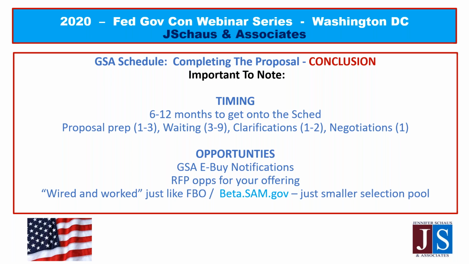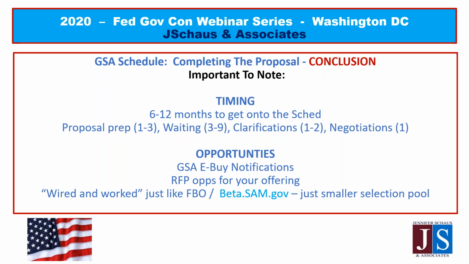A larger offering is obviously going to take longer to put together, as well as longer to review. Your proposal prep is about, and these are all months, 1 to 3 months. Then you're waiting anywhere from 3 to 9 months. Could be longer, could be shorter. The clarifications, this is the period where GSA will send you an email perhaps on a Tuesday and want some answers by 5 o'clock on Wednesday, and then you don't hear from them for another 3 to 4 weeks, and they come back again with an additional round of questions.